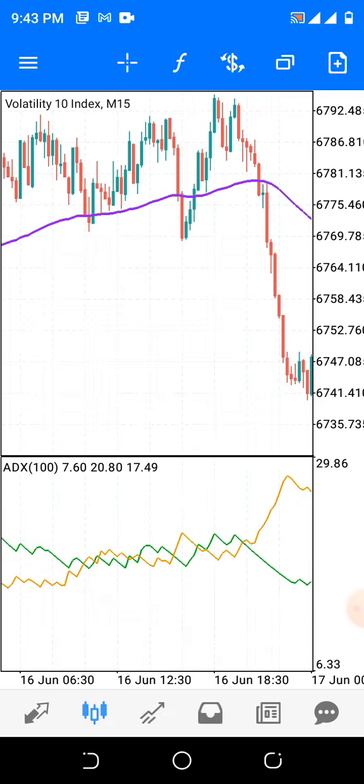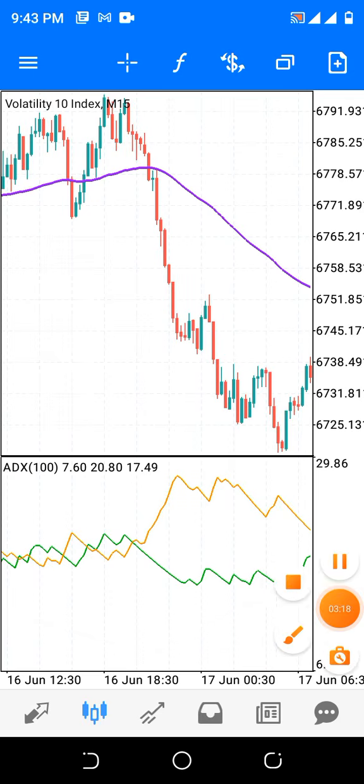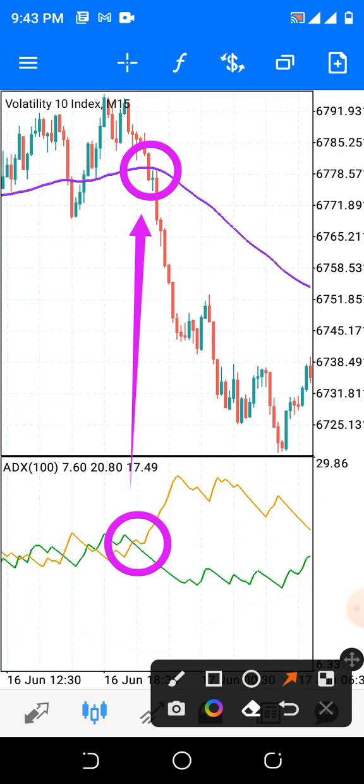So let's proceed. Now watch here. This is a crossing here and this is a simultaneous crossing here. If you watch this, you see that both crossings occur at the same time. Both of them occur simultaneously. So we take our trade. This is enough profit for you guys.